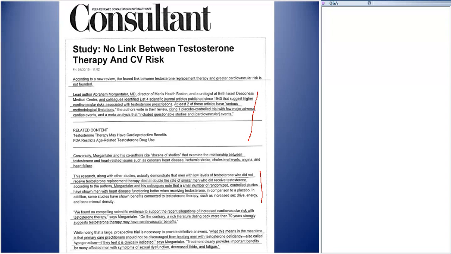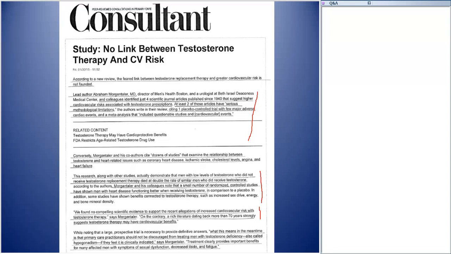Morgentaler and his colleagues note that a small number of randomized controlled studies have shown men with heart disease functioning much better when they received the testosterone and had much less morbidity and mortality as a result. In conclusion, we found no compelling scientific evidence to support the recent allegations of increased cardiovascular risk with testosterone therapy, says Morgentaler. On the contrary, a rich literature dating back more than 70 years strongly suggests that testosterone therapy has many cardiovascular protective benefits. Unfortunately, most of the doctors don't know that, and of course, attorneys are sort of looking the other way.